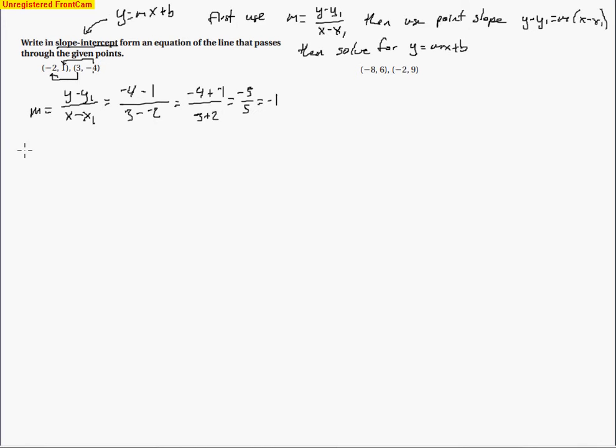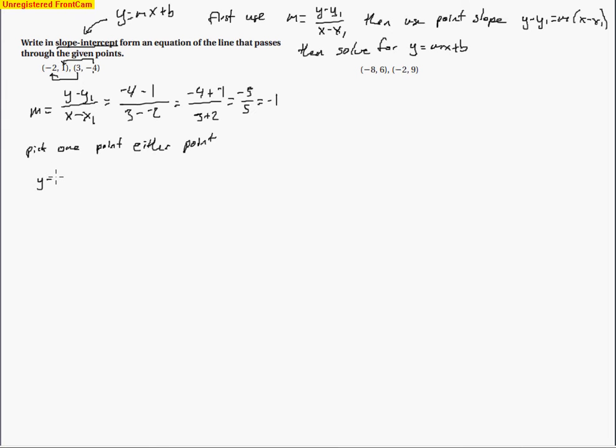Now pick one point. Either point works, it doesn't matter which, and you'll get the same answer either way. So you just pick whatever seems easiest. I'm going to pick the negative 2, 1.